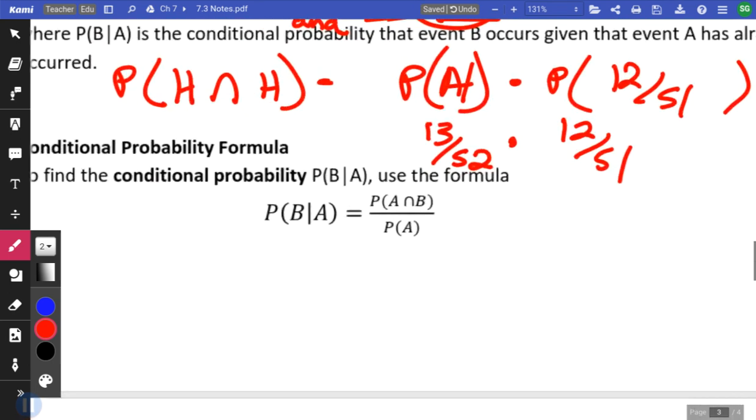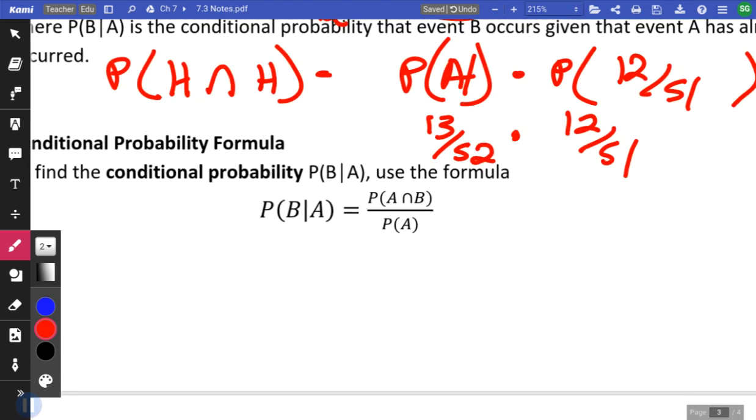Ooh, and here's a formula to find that conditional probability. B given A can be found by using A and B divided by A.